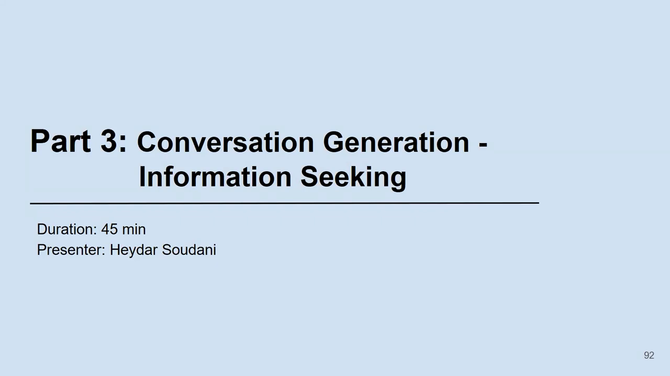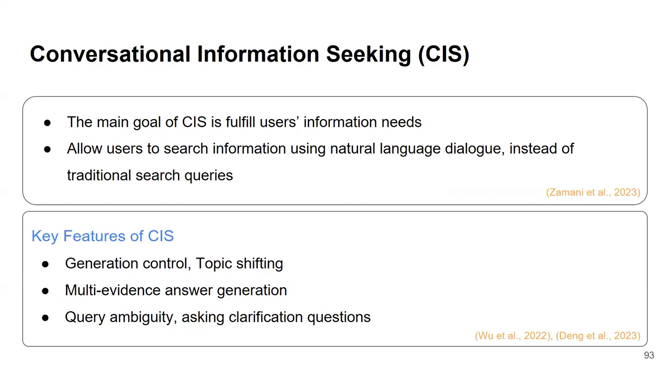So here in this part, we will talk about conversation generation for conversational information seeking. The main goal of this system is to fulfill the user's information need. These systems allow users to search for information using natural dialogue instead of just traditional search queries. But these systems have some challenges in fulfilling their users' needs.